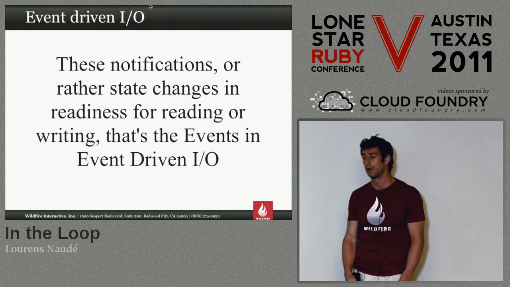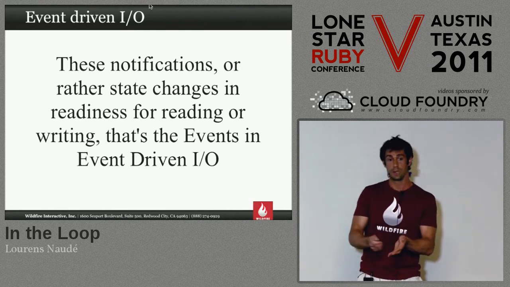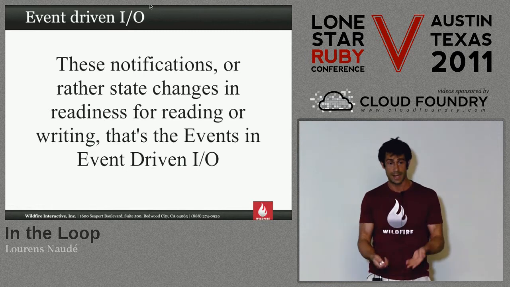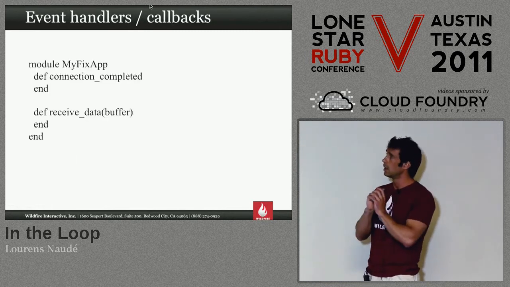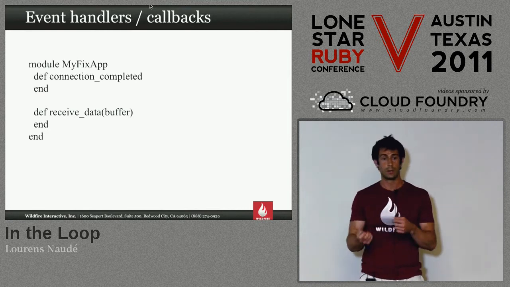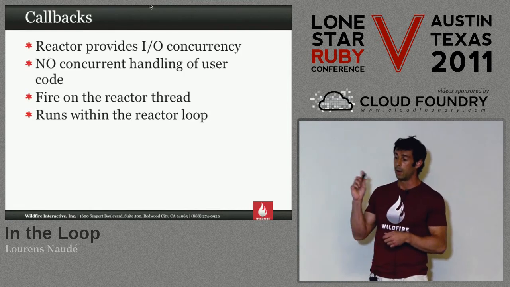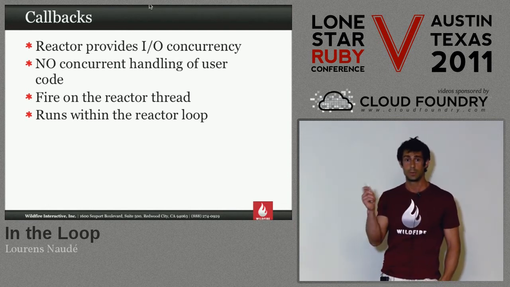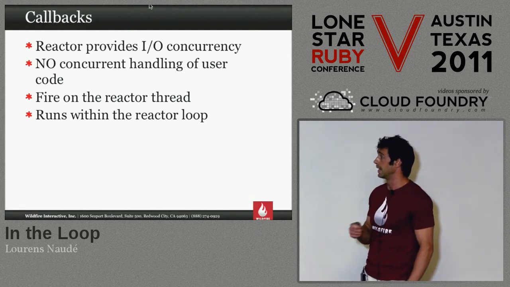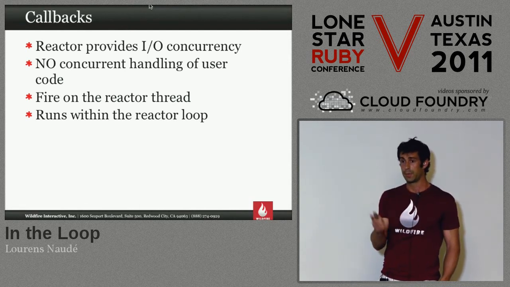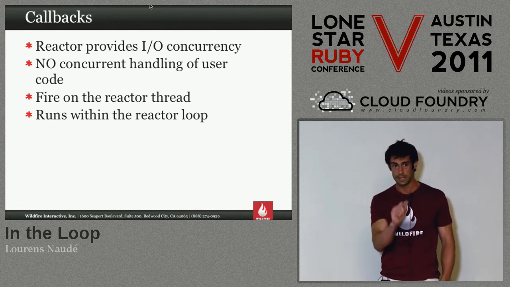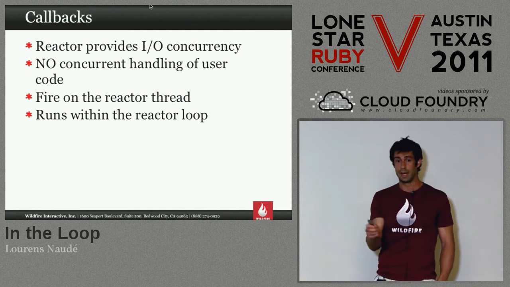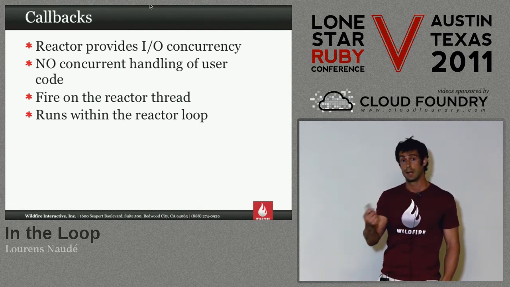Just to step back for a second. These notifications or state changes in readiness for reading and writing are the events in event-driven I/O. These are handled in our user code through callbacks or event handlers. However, a reactor pattern only provides I/O concurrency. There are no guarantees that any user code would execute concurrently in any way. They all execute on the same thread within the context of the while loop. That's the reason why callbacks and user code should have minimal CPU per request, because every time you spend a lot of time in a callback, we're blocking our current client, and we're denying service for everybody else.